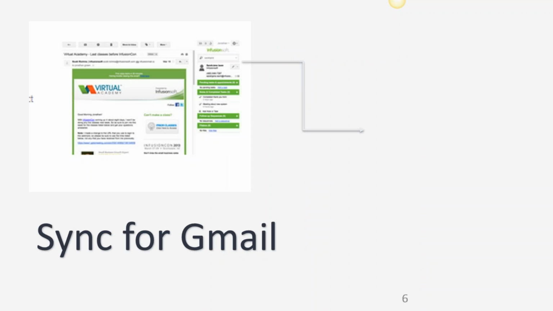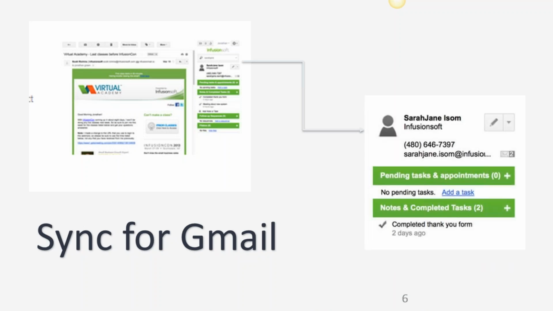We also have an app or a sync for Gmail. This is what it looks like on the right-hand side of your Gmail screen. It would have their information on the right with pending tasks or notes or the information that would be in that sidebar on your Gmail. If they are a contact in your Infusionsoft and in your Gmail, it will pop up. If they are not, it'll just have a regular screen on the right-hand side with no contact, and a way that you can actually add that contact to Infusionsoft.